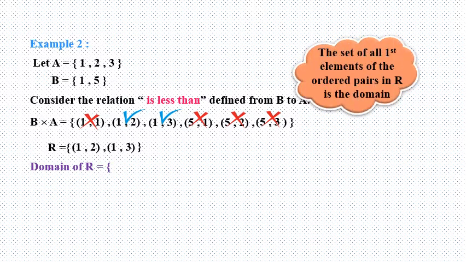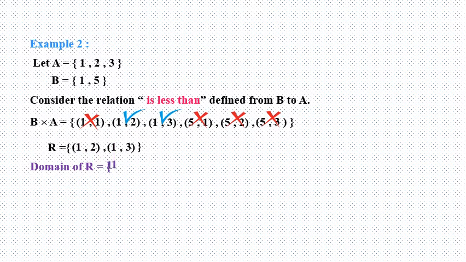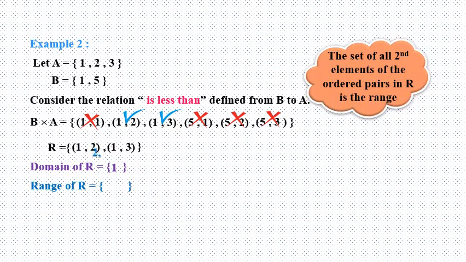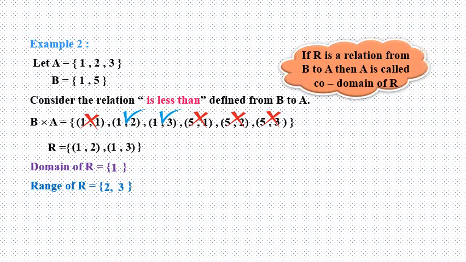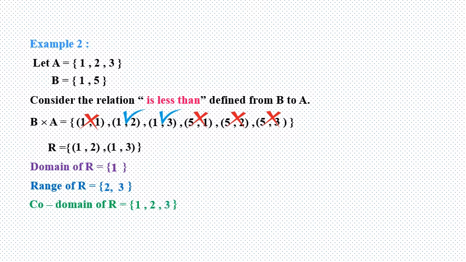So then next, what is the domain of this? Only one member here. Then next, what is the range? Range is again 2 and 3, the second elements. What is the codomain here if you are talking? Codomain is nothing but 1, 2, 3. The second set, the whole set, will be the codomain.